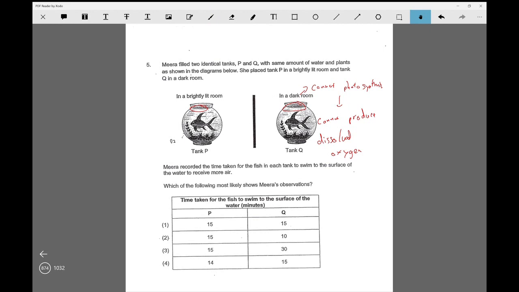So Q will run out of oxygen first, right? So it comes up to the water faster, meaning it will come out in a shorter time. Whereas this one will take a longer time. Okay, so the only one is number 2. Q comes out in 10 minutes. P can wait up to 15 minutes. Okay, because P is in a brightly lit room, so there's light, so the plants can photosynthesis to produce oxygen.